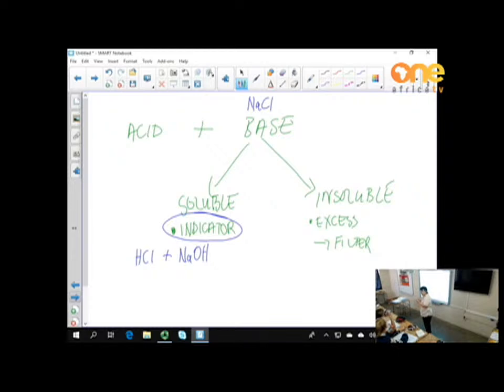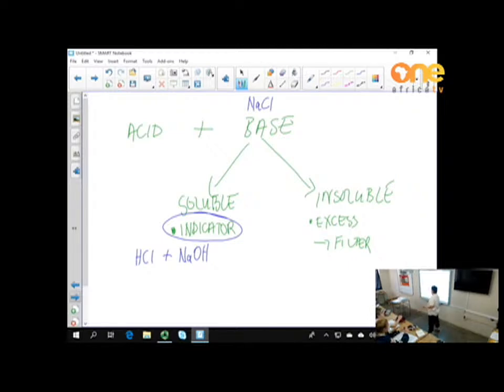At that point you have to work very carefully. If you know what you're doing, you can control it with a drop, so that on one drop, your indicator switches color. Then you know what has happened. What reaction? Neutralization has occurred.